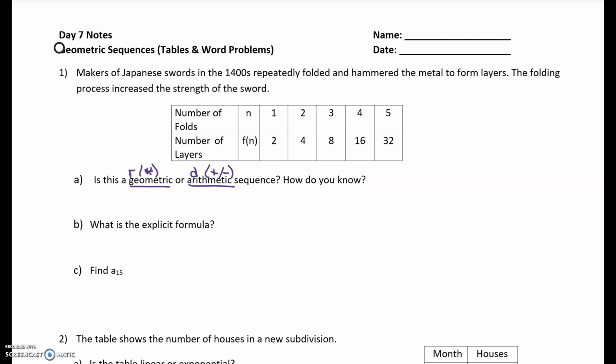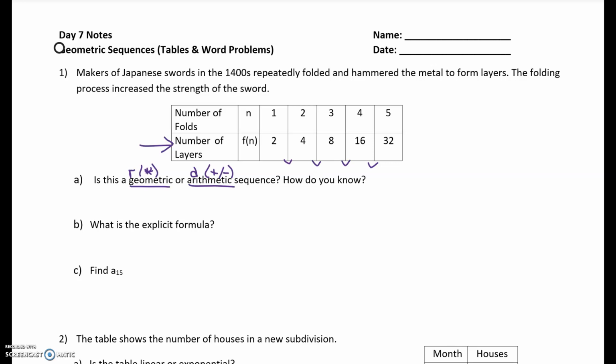So what we need to do is look at the layers, this is where our sequence is, and say, well, how are these numbers changing? How do I go from 2 to 4? How do I go from 4 to 8, from 8 to 16, and 16 to 32? So if we think about adding or subtracting, first we should realize that this would be increasing, so not subtracting. If I go from 2 to 4, that would be adding 2. From 4 to 8, that's adding 4. So those are not the same numbers, so I know that cannot be right. So I know it's not arithmetic.